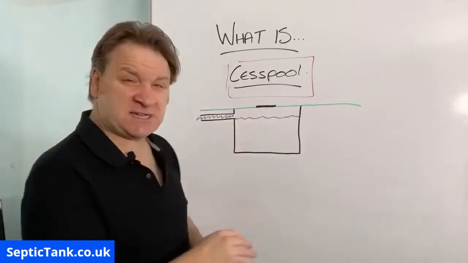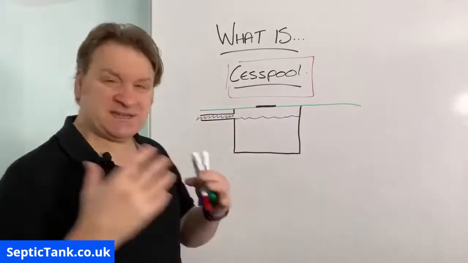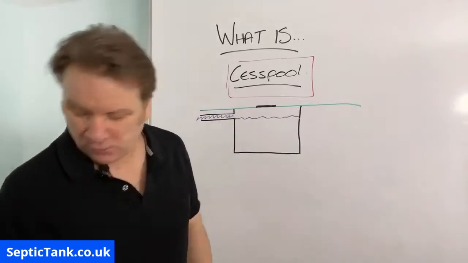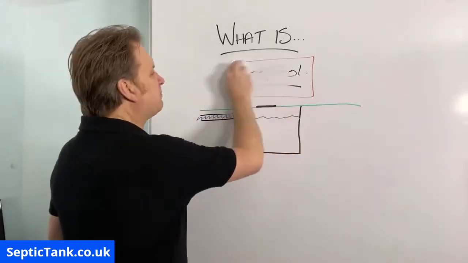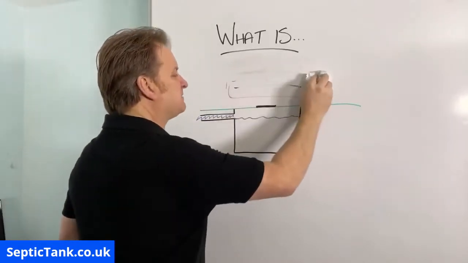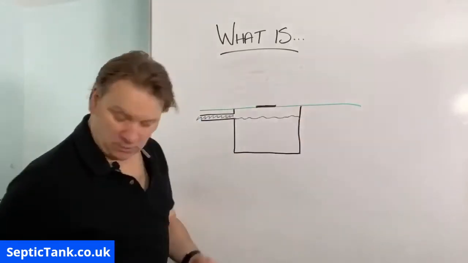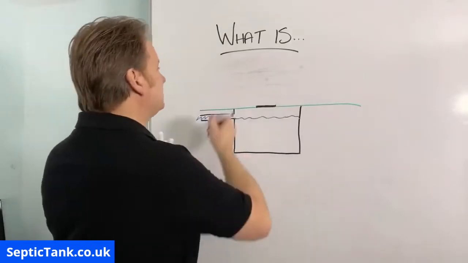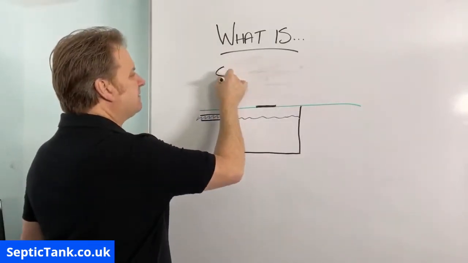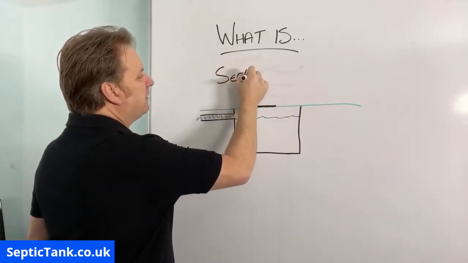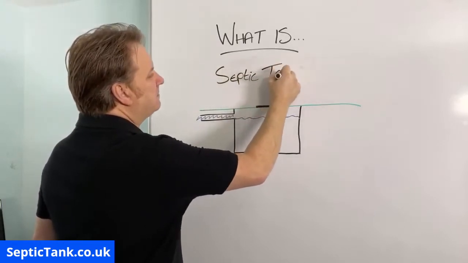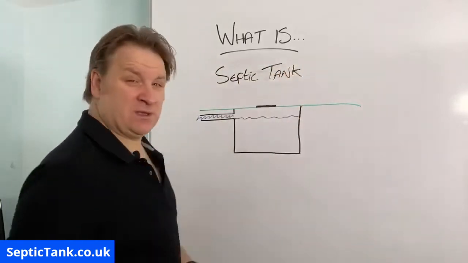So that's what a cesspool is. It's only got an inlet and it's a sealed unit. So next one then. That's what is a cesspool. The next one I'm going to answer is, what is a septic tank?